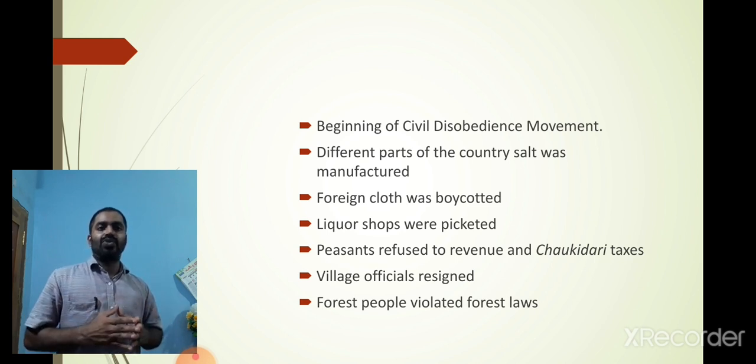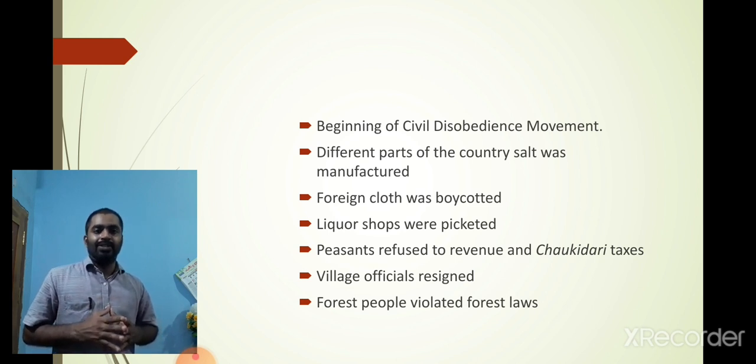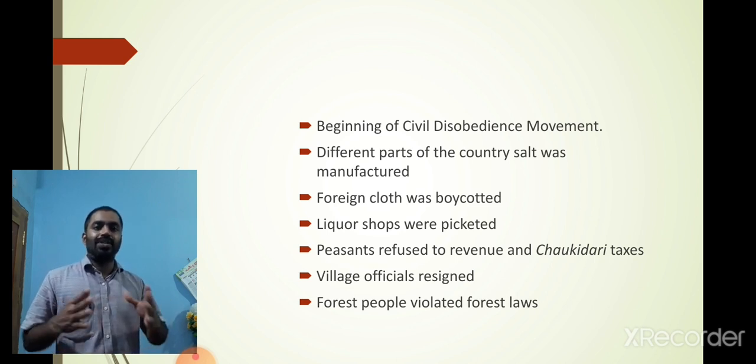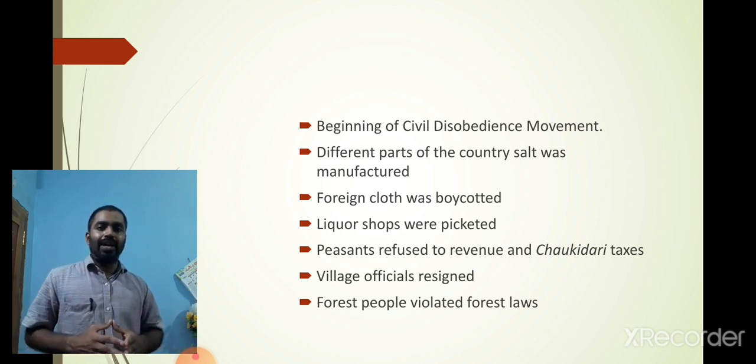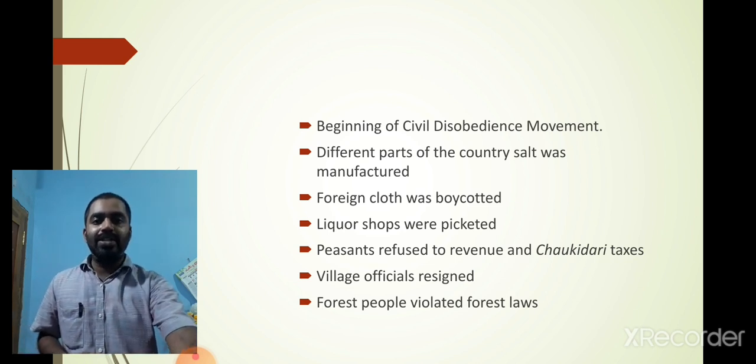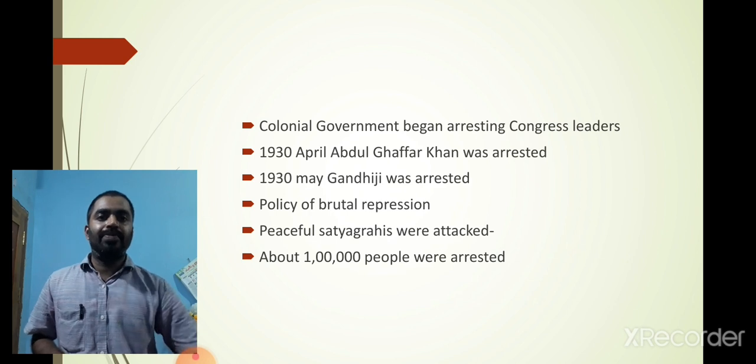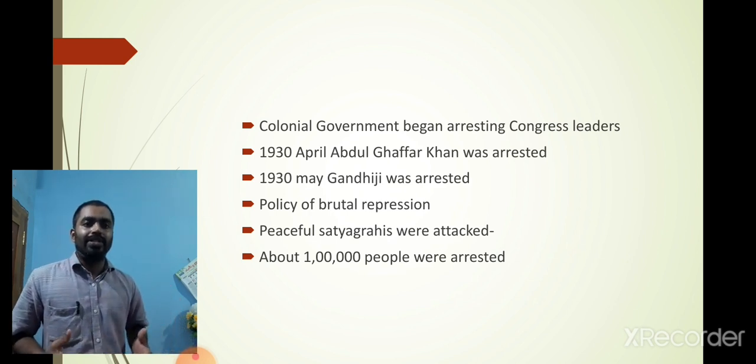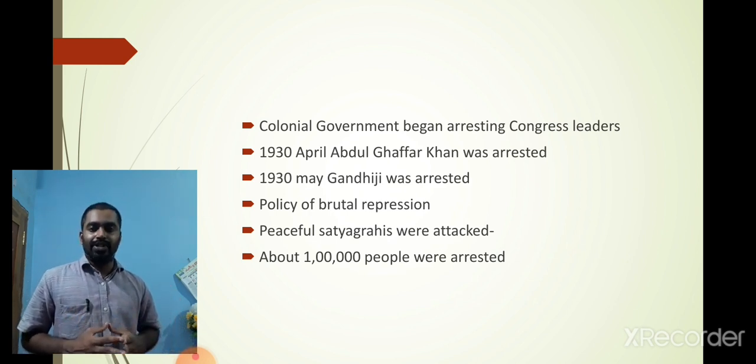Peasants refused to pay revenue and chowkidari taxes. The village officials resigned from their offices. Forest people were not allowed to enter the forest and they violated the forest laws. So this was the beginning of civil disobedience. The colonial government began arresting Congress leaders.